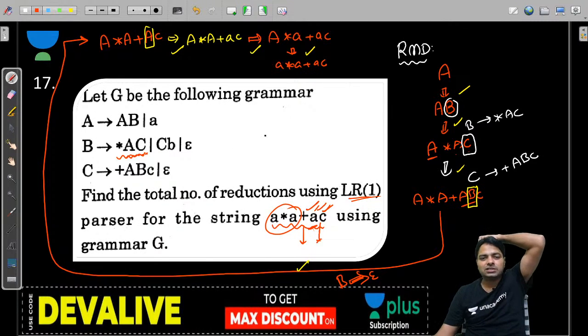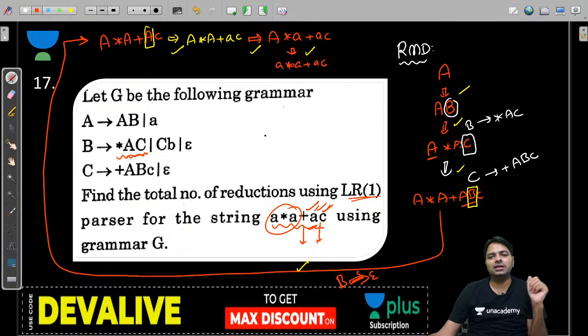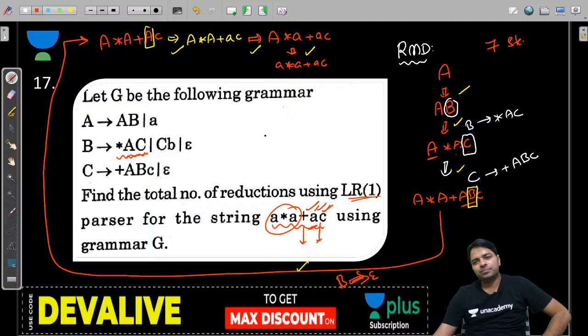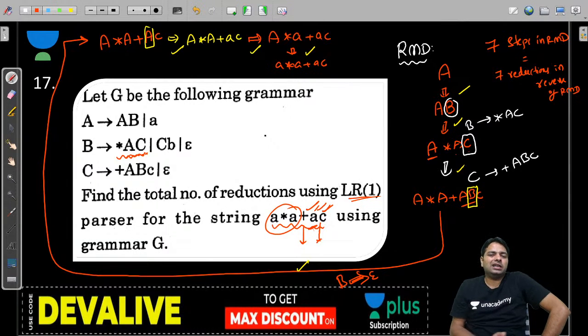7 reduced actions. Here I'm trying to give you something. 7 steps in RMD is nothing but 7 reduced actions in reverse of RMD. Reductions means reduced actions. Alright, 7 is right. Yeah, we have 7. So when you do RMD, you will have reverse of RMD when you look back.